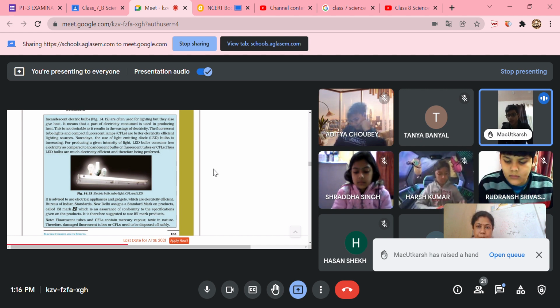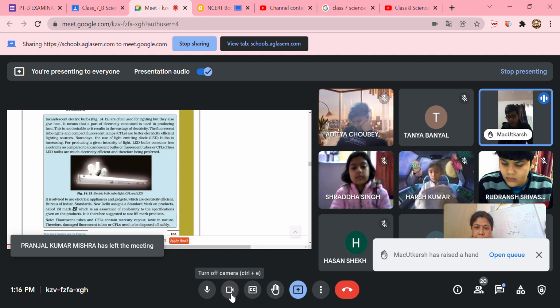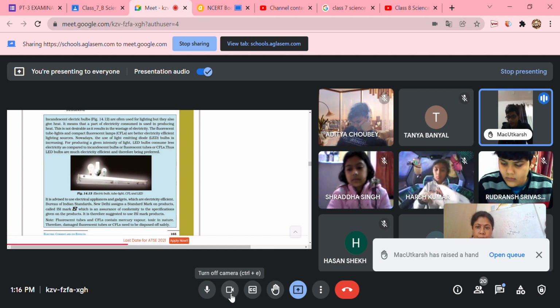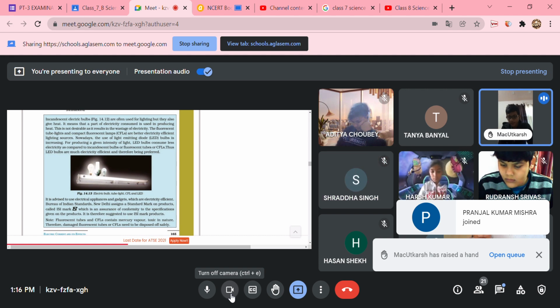Nowadays, the use of light emitting diode (LED) bulbs is increasing. For producing a given intensity of light, LED bulbs consume less electricity as compared to incandescent bulbs.